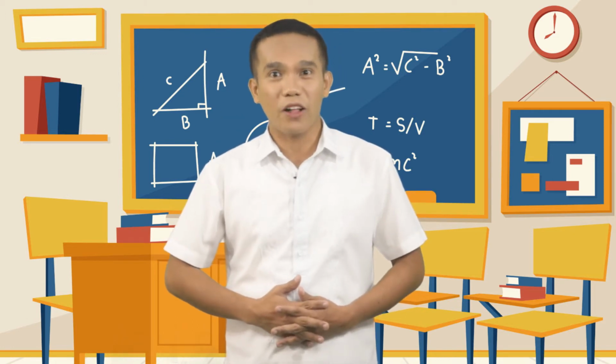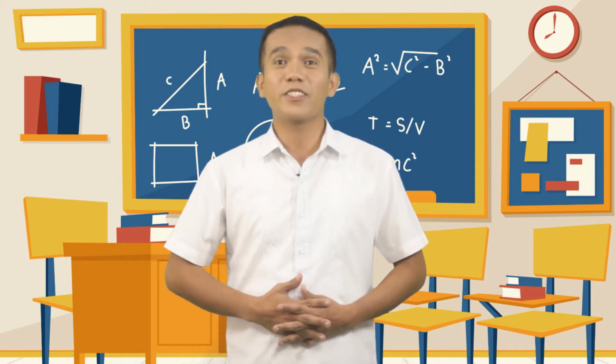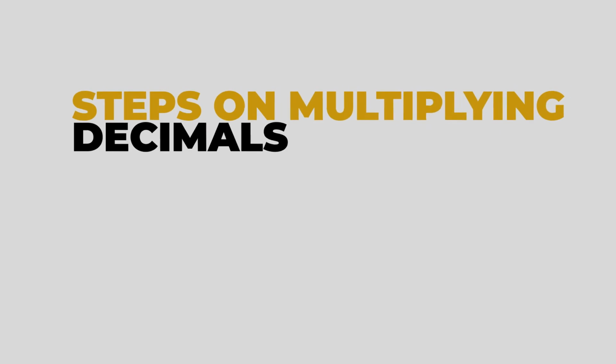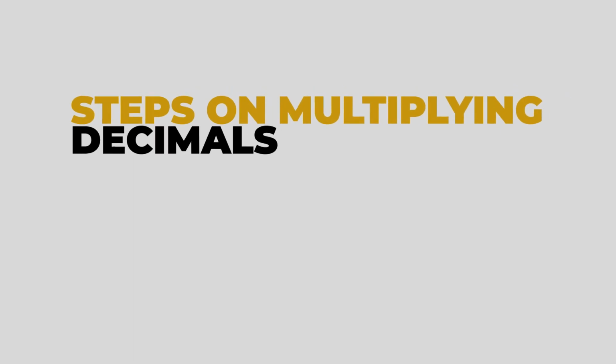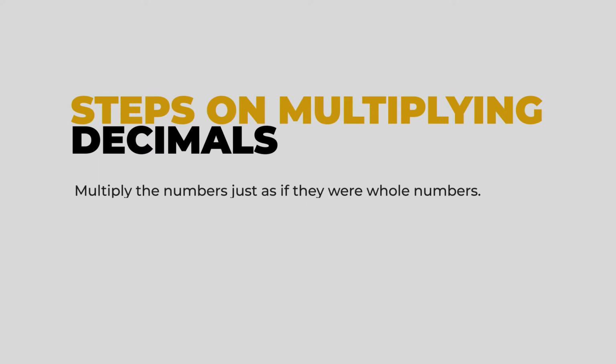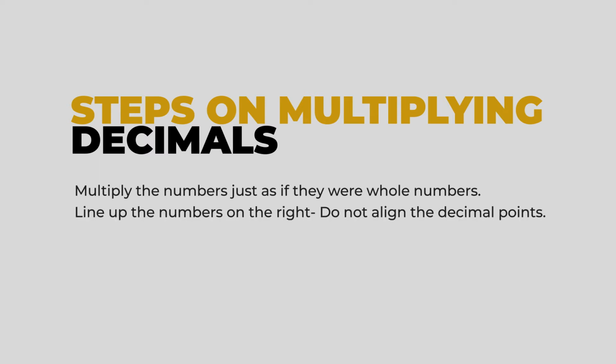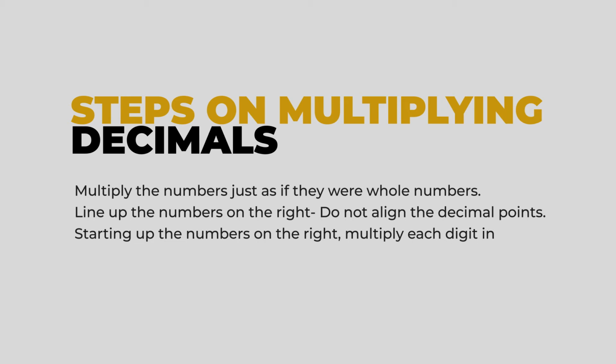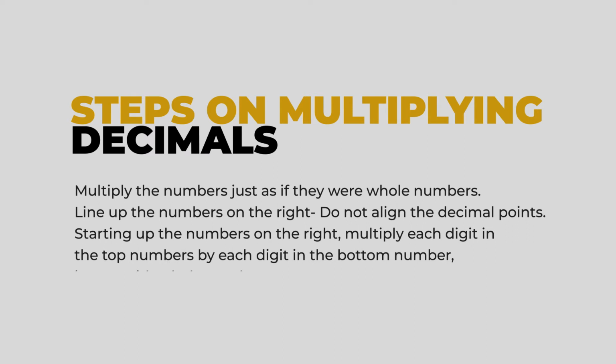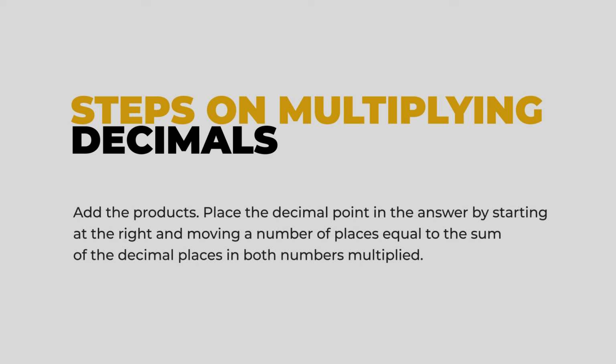How about multiplying decimals? Please get your notebook and try to solve this. To multiply decimal numbers, multiply the numbers just as if they were whole numbers. Line up the numbers on the right. Do not align the decimal points. Starting on the right, multiply each digit in the top number by each digit in the bottom number, just as with whole numbers. Add the products. Place the decimal point in the answer by starting at the right and moving a number of places equal to the sum of the decimal places in both numbers multiplied.